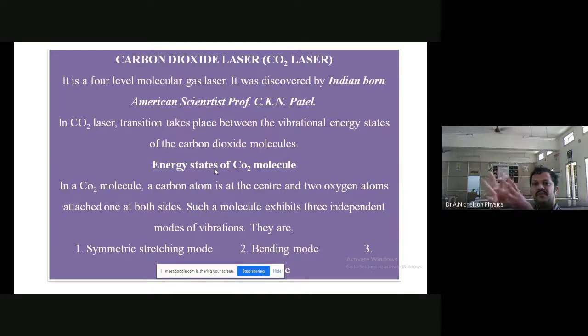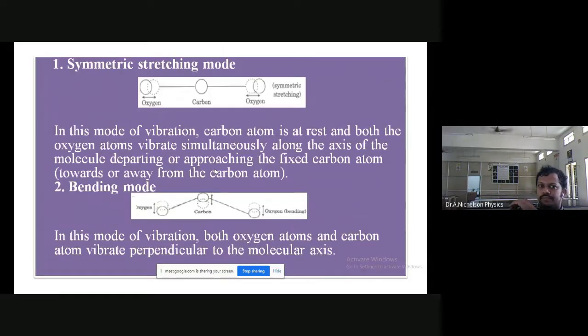How does the vibration take place here? It happens because of three different types, or you can say three different modes of vibration. The first one is symmetric stretching mode, the second one is bending mode, and the last one is asymmetric stretching mode. Okay. So these are the three modes of vibration. So let us see one by one. So first, symmetric stretching mode.